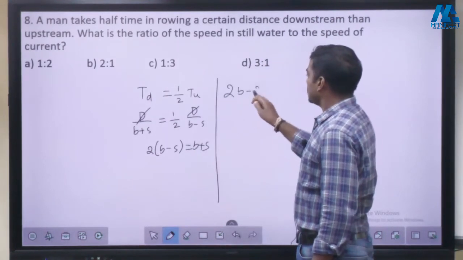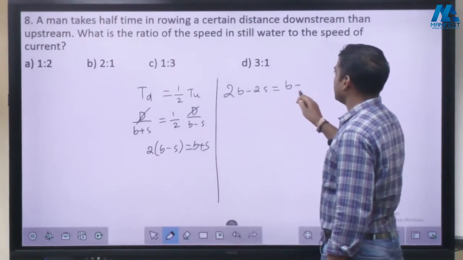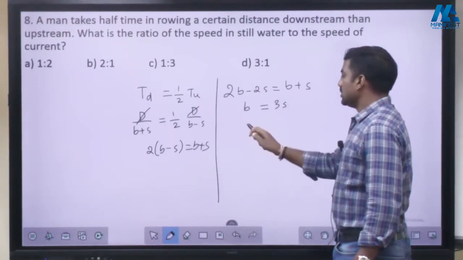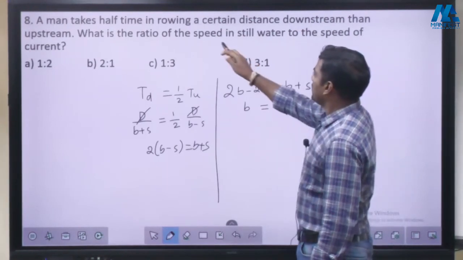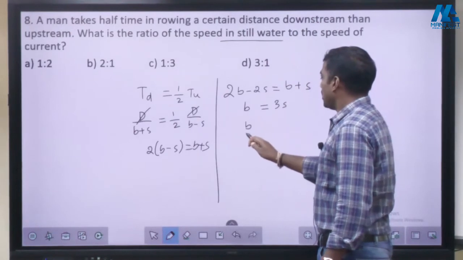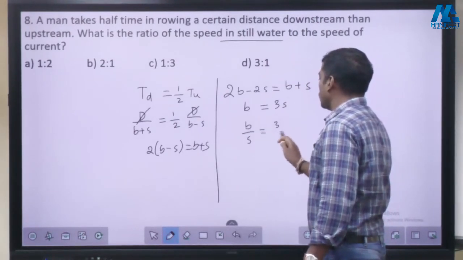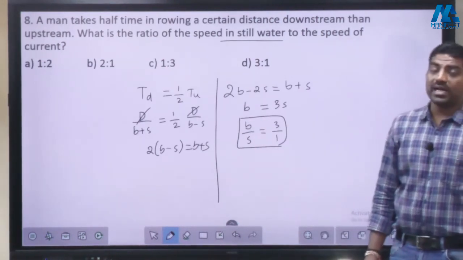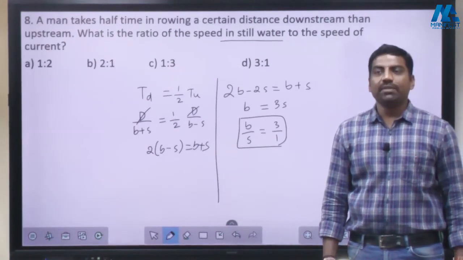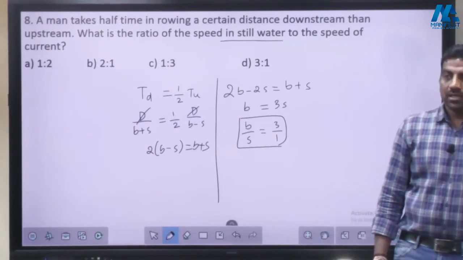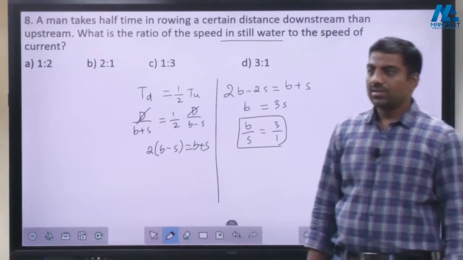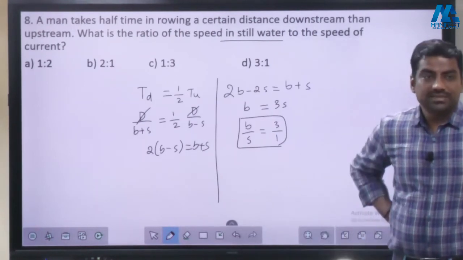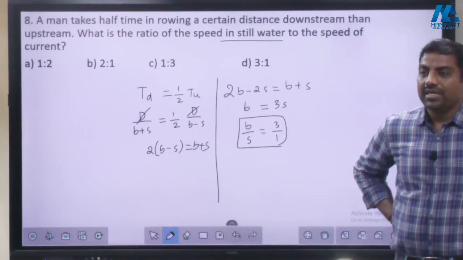2B minus 2S is equal to B plus S. B will come this side, 2S will come this side: B equals 3S. So what do they want? The ratio of the speed in still water, that is B divided by S, is equal to 3:1. This you have to remember as a fact. Whenever the time taken upstream is double that of the time taken downstream, then you have to think that B is 3 times S.